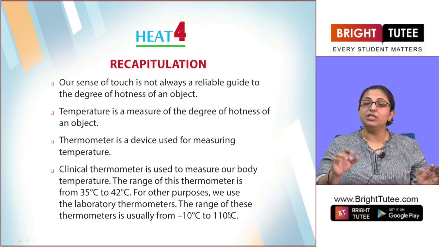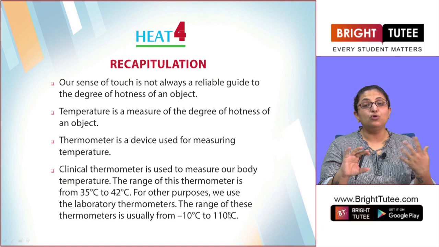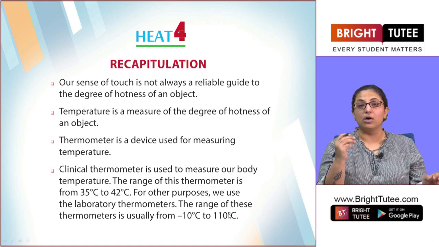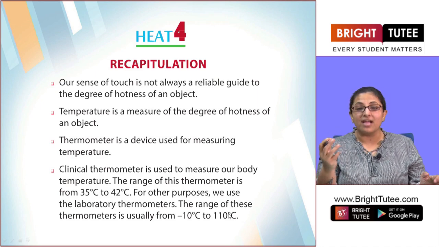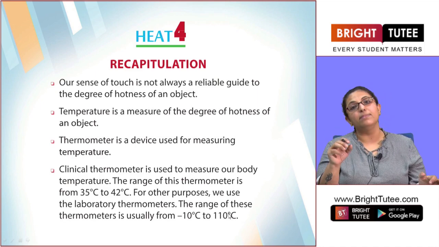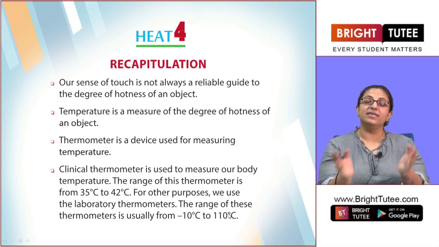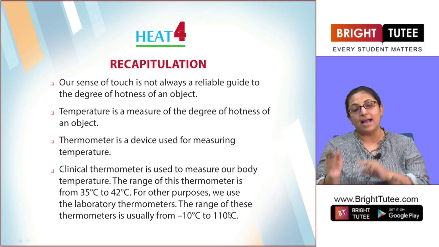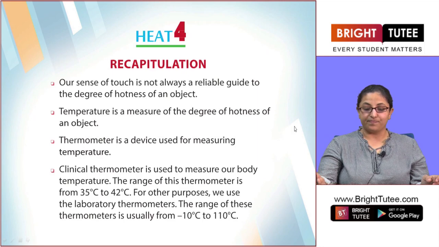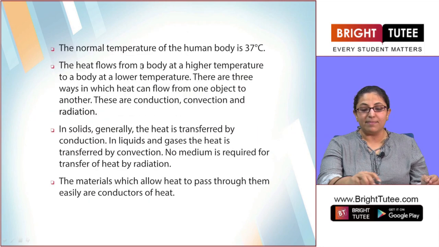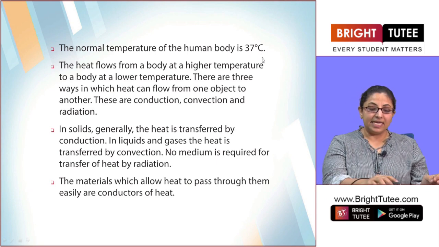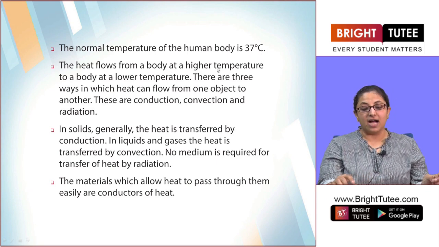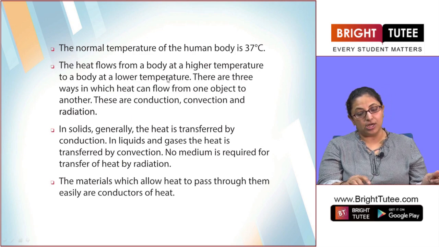So basically we learnt about the temperature, how to identify how hot an object is, and what we use to check the temperature. We use thermometers, and there are two types of thermometers, clinical thermometers and laboratory thermometers, okay? The normal temperature of the human body is 37 degrees Celsius. The heat flows from a body at a higher temperature to a body at a lower temperature.